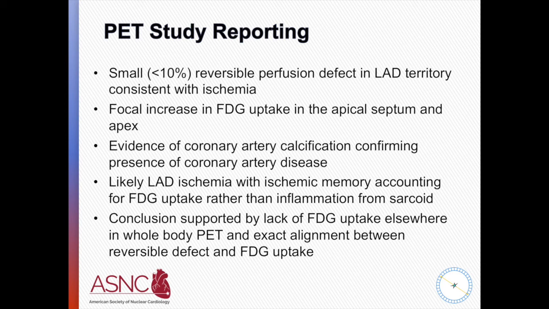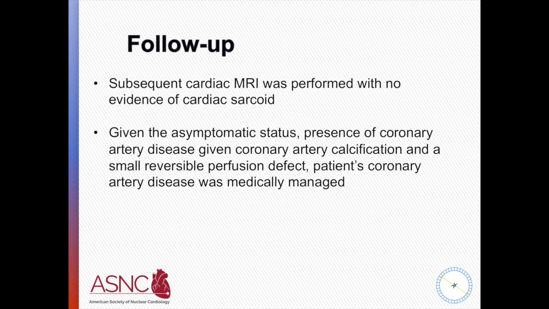So, that's exactly how the study was read. Given all the findings that we already discussed, these findings were likely to be related to LAD ischemia in that apical septal segment with ischemic memory explaining that FDG uptake rather than inflammation from cardiac sarcoid. So the patient was followed up in clinic and a cardiac MRI was obtained to actually put to rest this concern, and there was no evidence of cardiac sarcoid on cardiac MRI imaging of the heart.